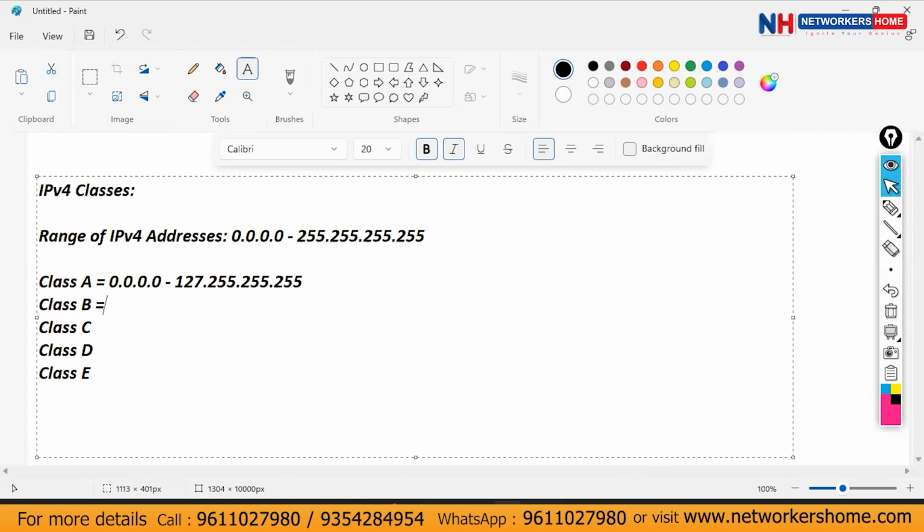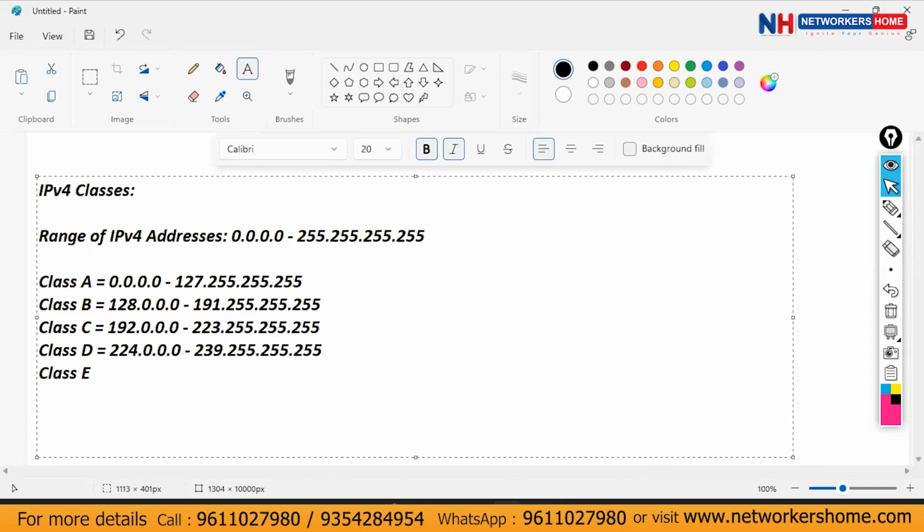Then we have the second class, class B, which starts from 128.0.0.0 and goes until 191.255.255.255. For class C, it is 192.0.0.0 till 223.255.255.255. For class D, it is 224.0.0.0 until 239.255.255.255. And for class E, 240.0.0.0 till 255.255.255.255. Like this, the address range was divided into each and every class.